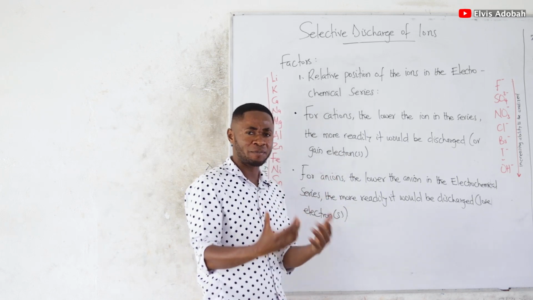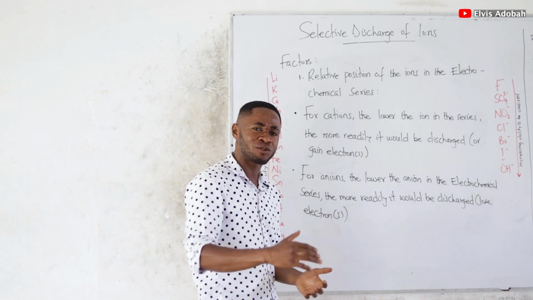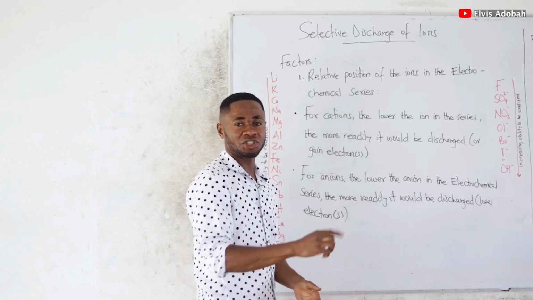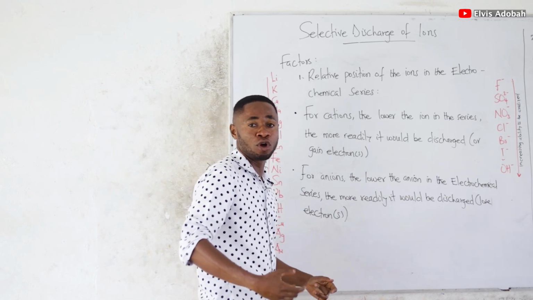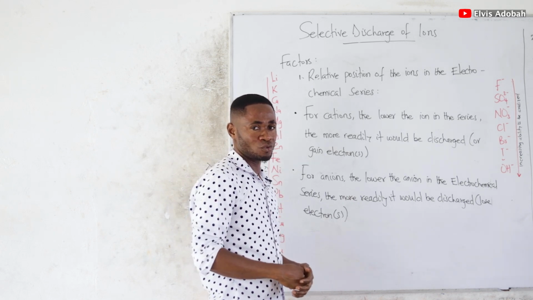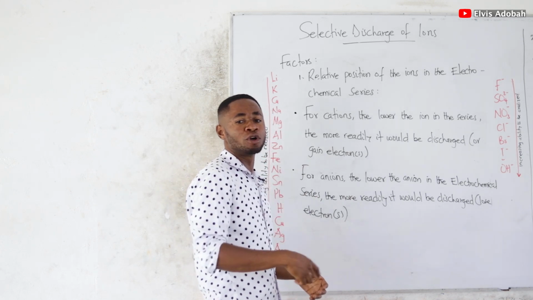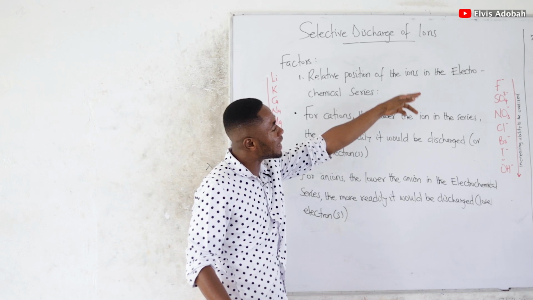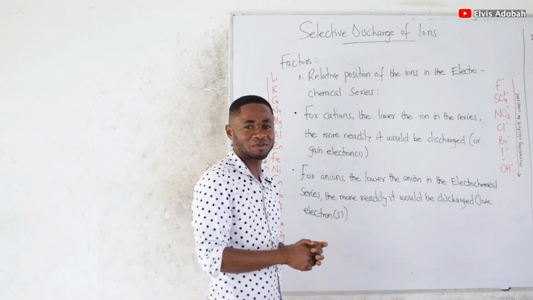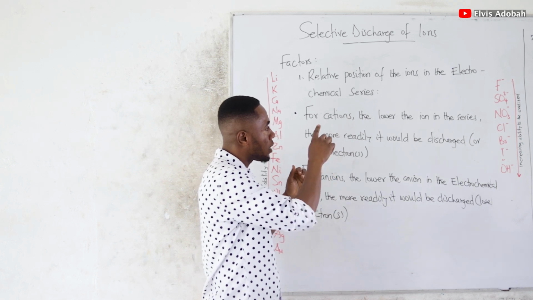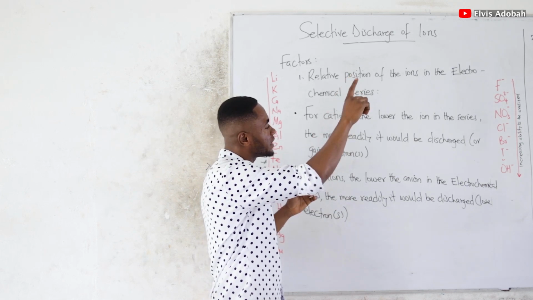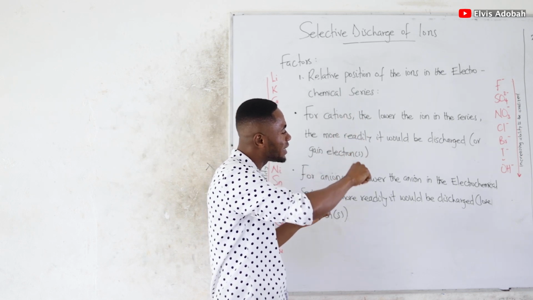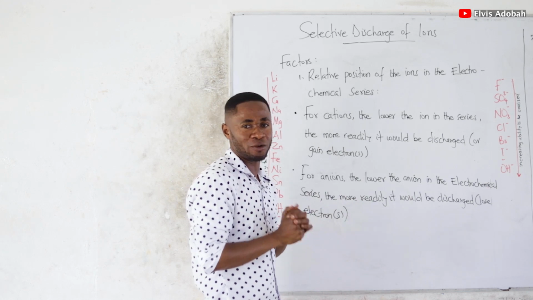For the anions, do the same thing. The lower the anion in the electrochemical series, the more readily it would be discharged. Now remember, the anions are the ones that are going to lose the electrons. So if they are lower in the series, they are going to lose the electrons. Now this is the chart for the anions in the electrochemical series. Fluoride ion, the sulfate ion, the nitrate ion, the chloride ion, bromide, iodide, and the lowest one is the hydroxide ion.